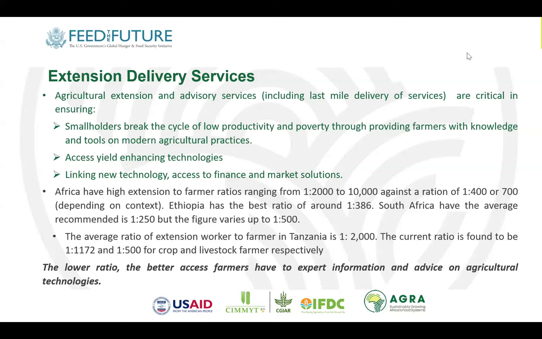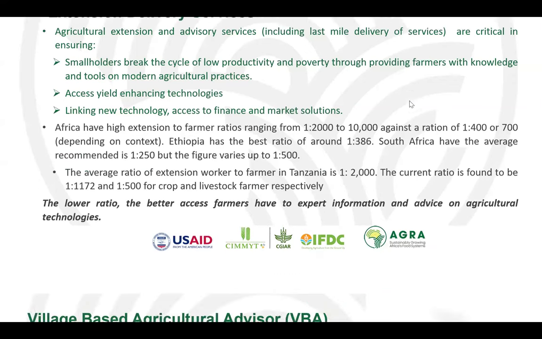From the grassroots here in Tanzania, research conducted in 2019 found that the average extension-to-farmer ratio is 1 to 1,200. However, in the livestock subsector we see some good improvement, whereby it is 1 to 500, but in the crop subsector it is 1 to 1,000 on average. Ideally, a lower ratio is very important to ensure that farmers have access to information and technologies to improve their crop yield.